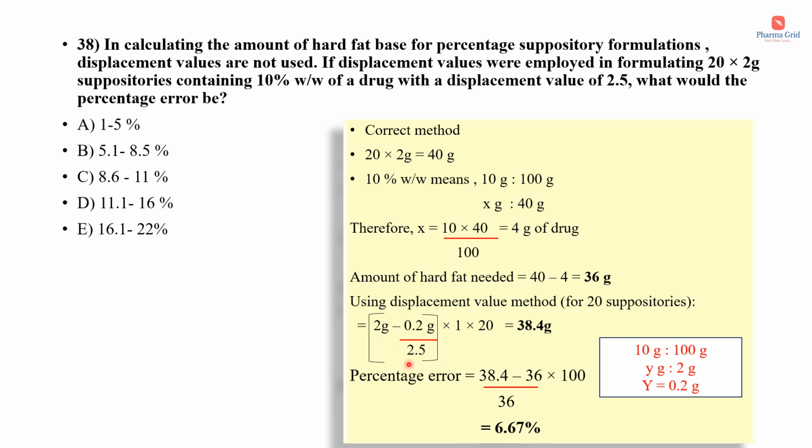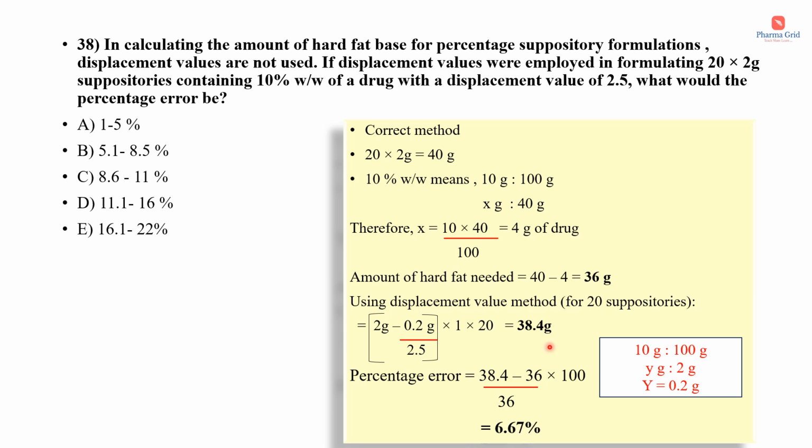Then divided by 2.5. Here they have given the displacement value as 2.5. So you can substitute here. Then all multiplied by 1. Since the base is hard fat, the density will be 1, into 20. 20 is the number of suppositories. So the answer will be 38.4 gram.